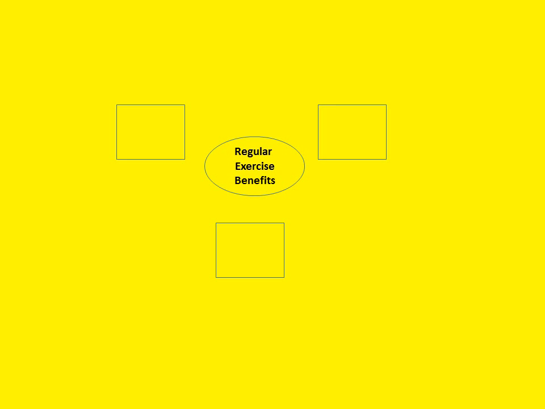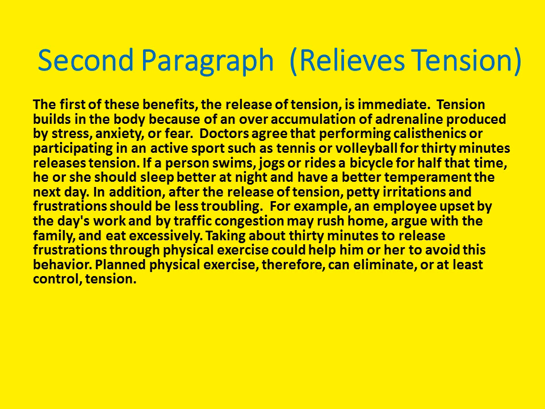Now there are three, as we saw in the first paragraph, three areas that we're going to look at. First is relieving tension. Second is improving appearance, and third is producing stamina. Now, what we're going to do is take these one at a time. The second paragraph, in this case, is relieves tension. Now, the second paragraph is actually the first body paragraph. This is what we're going to talk about, the first of the three.